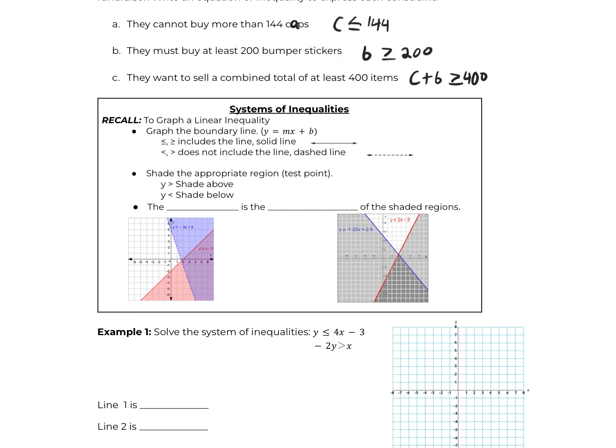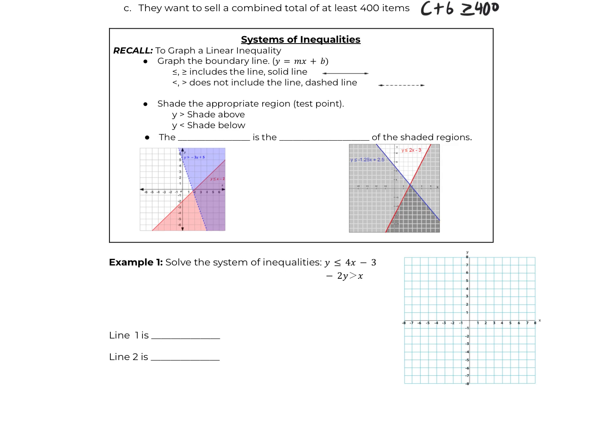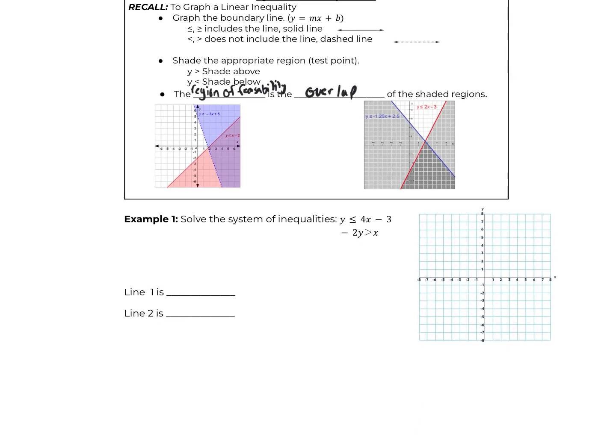Now, the next thing, the region of feasibility, that is the overlap or the convergence of the shaded regions. So we're looking for an overlap. That's where all of our good solutions are.